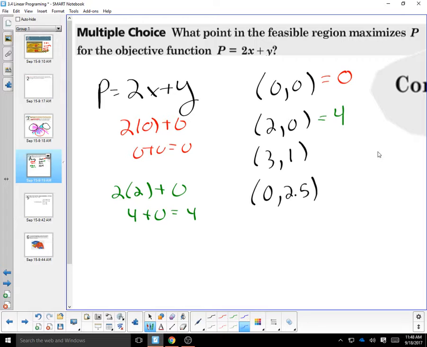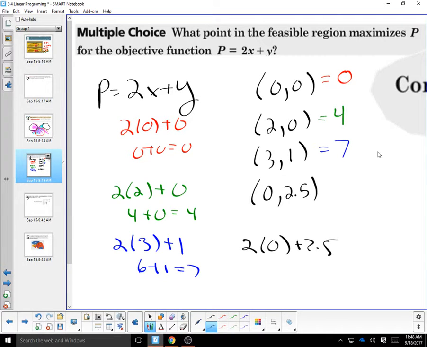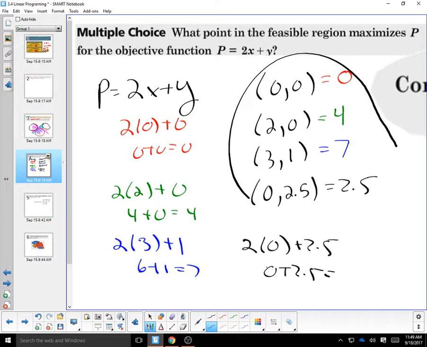Let's try the next one. 3, 1. So 2 times 3 plus 1. 6 plus 1 gives me 7. So this gives me a 7 value. And then I'll do the last one over here. That is 0. So 2 times 0 plus 2.5. 0 plus 2.5 is 2.5. So take a look here. These are all of the vertices.